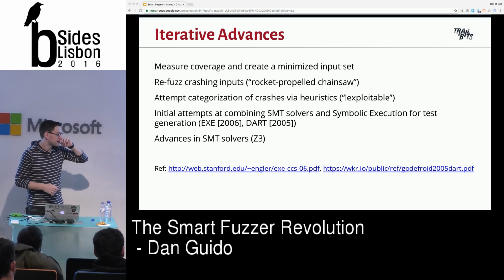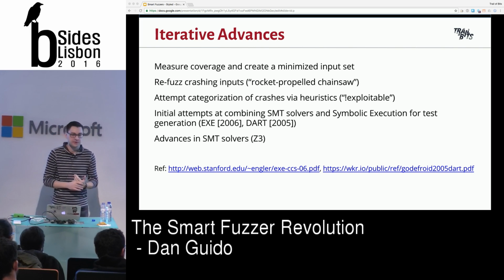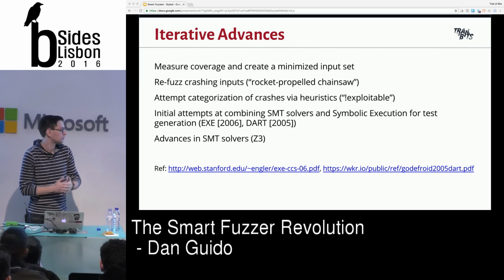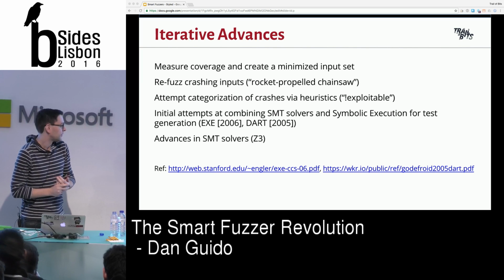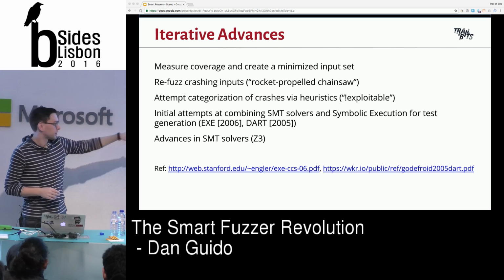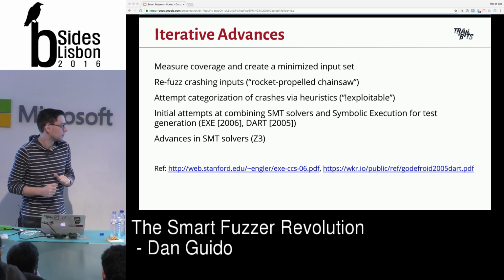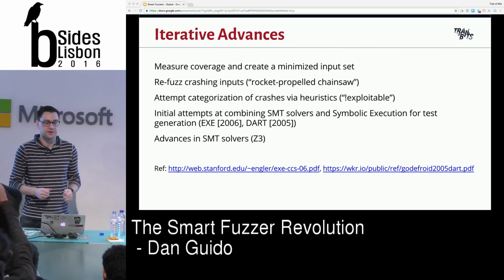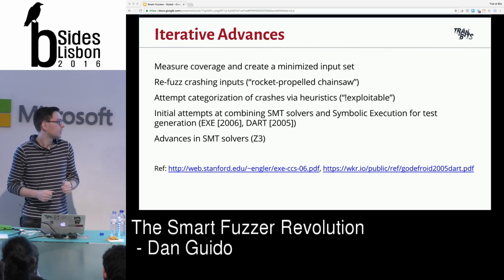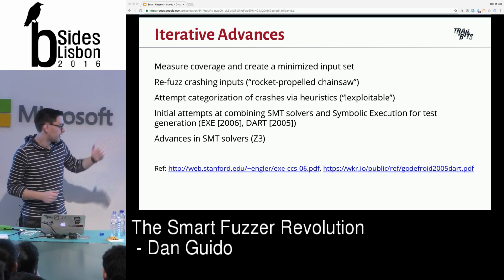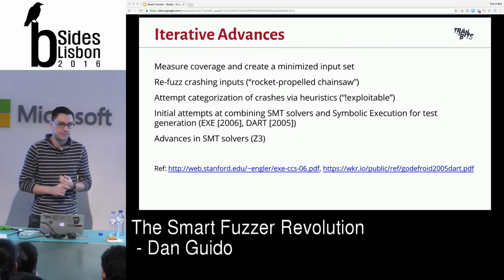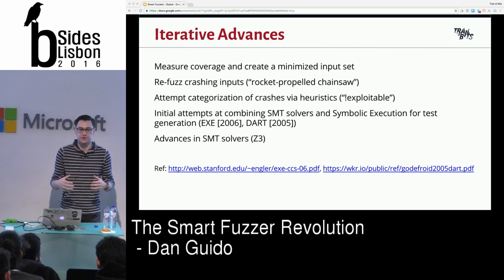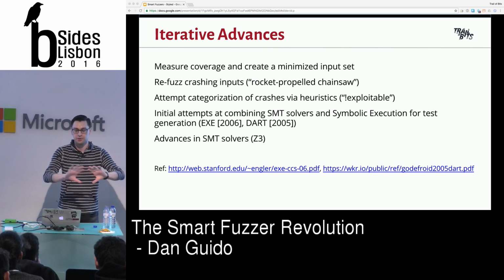We can try to categorize crashes with heuristics, such as Microsoft's !exploitable that was released many years ago, which some people love, some people hate, but regardless, it did advance the field a bit. And then back in 2005, 2006, the precursors to CLE came out, EXE and DART. They were some of the first attempts at combining concrete execution with symbolic execution and managing the state explosion through path pruning with STP. And then finally, we've got better SMT solvers than we had many years ago, like Z3, right? So these were all just iterative advances where we made some more progress on the general strategy of just taking well-formed inputs, mutating them, and then blindly observing the results.